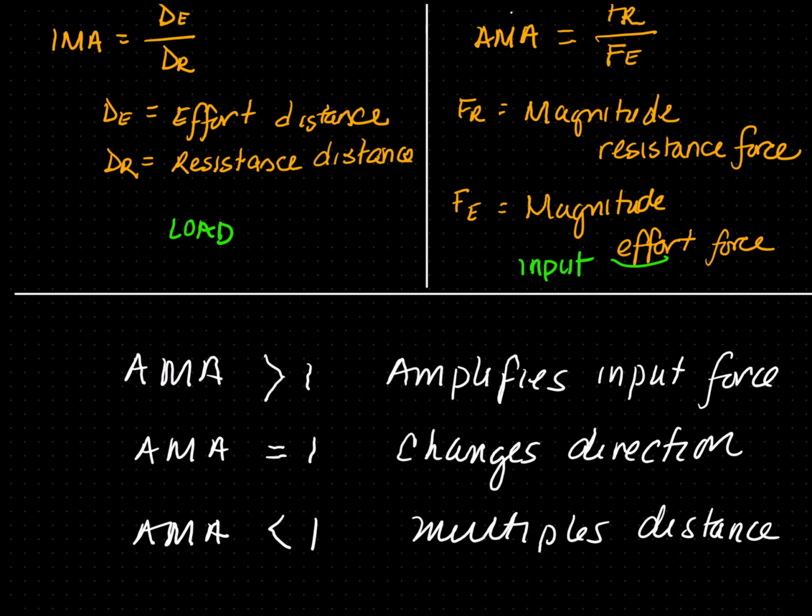When AMA is greater than 1, that means the input force is amplified or multiplied. When AMA is equal to 1, it only changes direction. An example of that is a pulley. If the AMA is less than 1, it multiplies the distance or increases the distance.